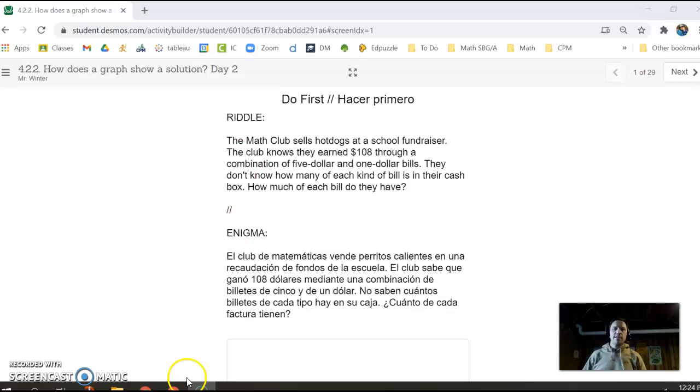We're looking at our Do First from the Desmos today. So if you see here, we're talking about the Math Club. This problem we're going to work through a few different ways. So just start here by thinking about this.